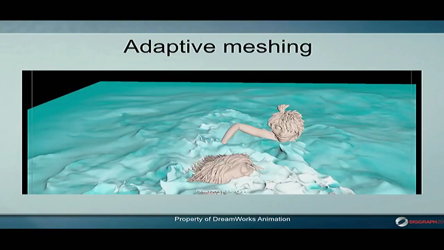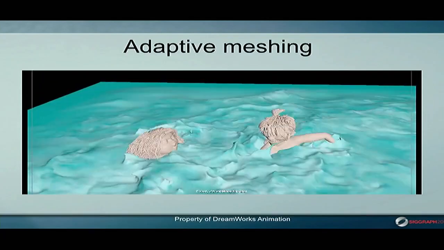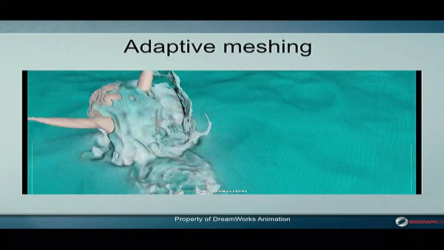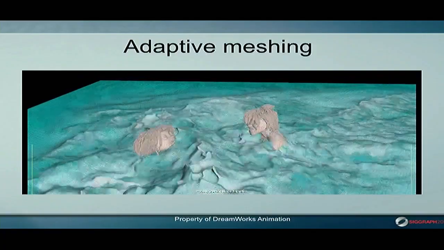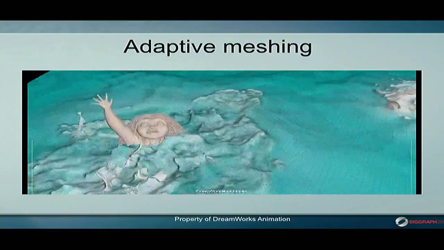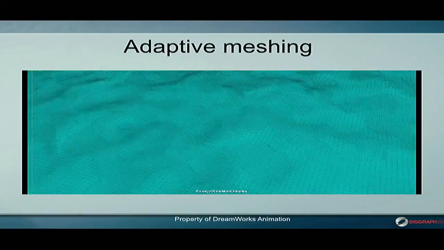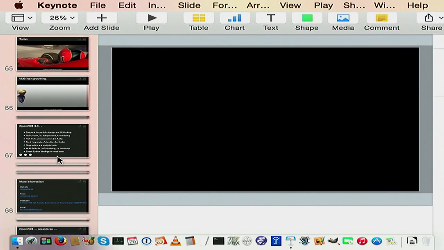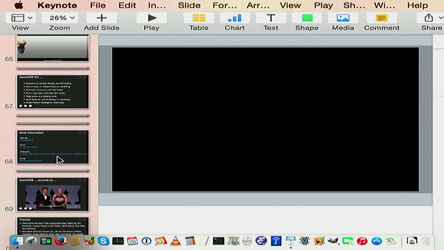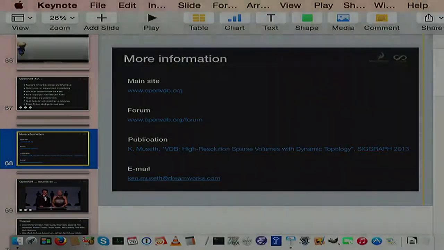Then we can do the adaptive meshing. So when we see the circulation is adapting, we have big triangles where we have flat regions, and then, all right, I think I'm just going to fast forward to the very last slide.